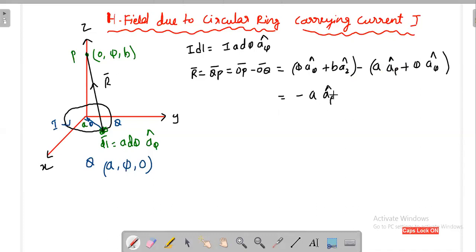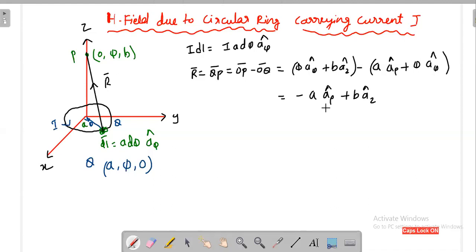Minus a ρ cap plus b a_z cap, because this φ component will cancel, since it is present in both vectors but with a negative sign. To write it in order, we have to write first ρ, then φ, then z, that's why I'm writing the ρ vector first. So that's why minus a is here. Minus a ρ cap plus b a_z cap.